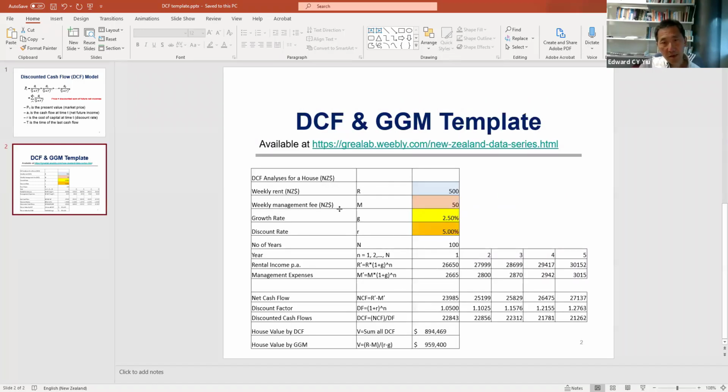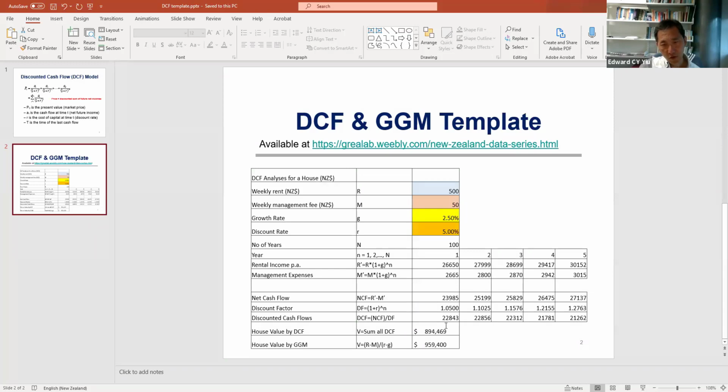So I have prepared a template for estimating DCF value. According to the formula, we have these 4 input parameters. They are the weekly rent, management fee, and then the expected growth rate and the discount rate. For the number of years, you can change it according to the length of the leasehold interest. But normally, when n is larger than 100, because of the discounting effect, the terms become negligible.